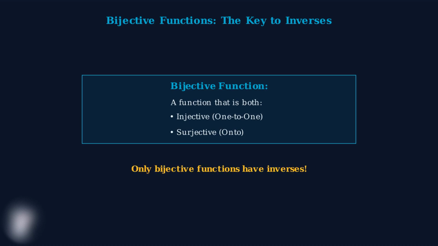Bijective is a mathematical term that combines two important properties: injective, which means one-to-one, and surjective, which means onto. Understanding these properties is crucial for determining when inverse functions exist.